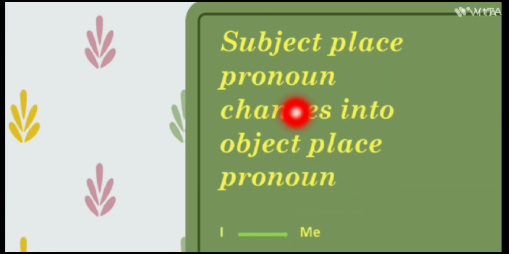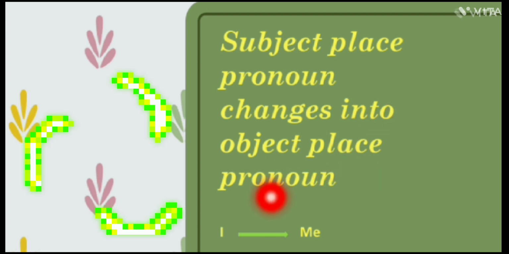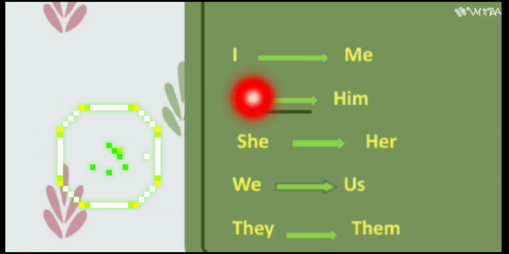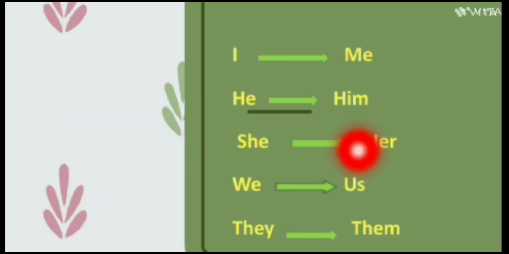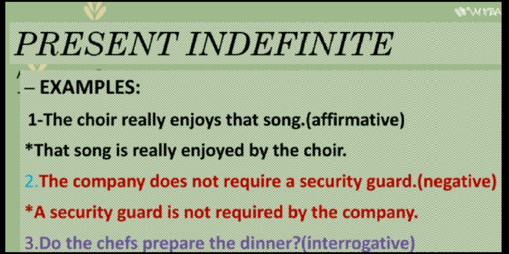One more change that we observe while converting from active to passive voices, subject place pronouns change into object place pronouns. I changes into me, he changes into him, she changes into her, we changes into us, and they changes into them. I, you, and if there is any name, then they remain the same.